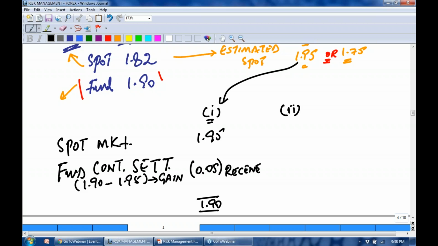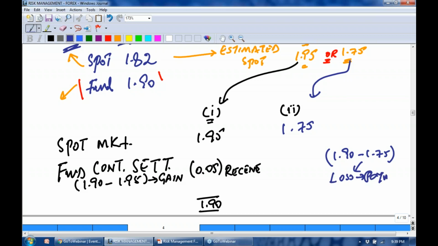In second scenario, we will go to the spot market, and that is the spot market 1.75. Forward contract settlement, that is, I will definitely go to the bank, 1.90 minus 1.75, and this time I have lost and have to make a payment, and this time 0.15. So I have to make the payment, and that's it, that is 1.90.